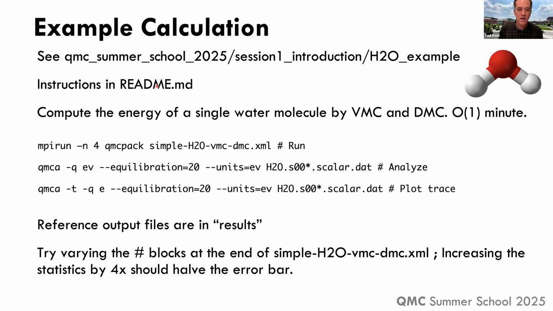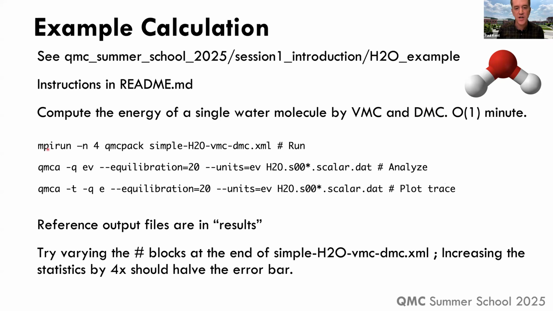And there is an input file that uses a pre-made trial wave function to compute the energy of this single water molecule. And it does variational Monte Carlo and then diffusion Monte Carlo. And on my more recent laptop here, it takes about a minute. So this is a very quick calculation. And of course, as I'll be describing on Thursday, diffusion Monte Carlo is the more accurate calculation, should give lower energies, and that is something that we'll be seeing here.